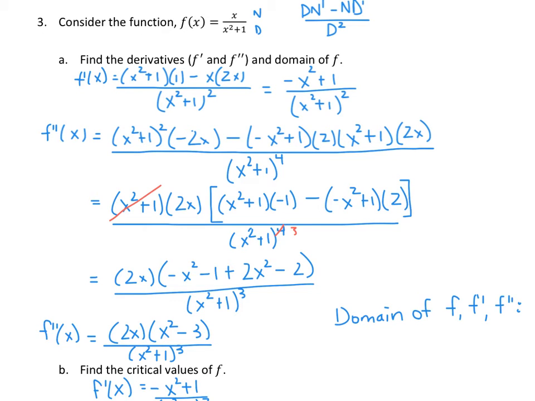Now if we look at f of x, f prime, and f double prime, what is the domain of each of those? Well, we do have a denominator, but our denominator in each of those functions is always going to be positive. So we never have to worry about the denominator being 0. So the domain of each of those functions is all real numbers. So negative infinity to infinity is the domain of each of those.